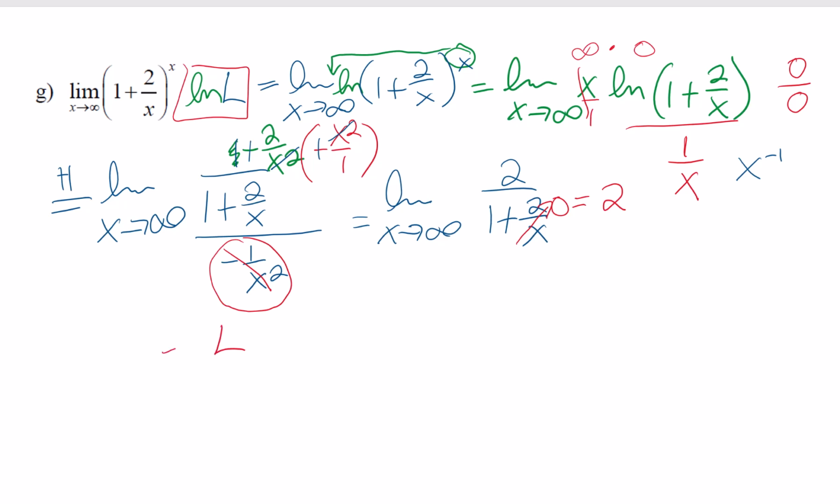We have the natural log of L equal to 2. Remember, L stood for the limit, and we're trying to find the limit, so let's get rid of the natural log by exponentiating both sides. The e and the ln undo each other, and the limit of this then equals e squared.